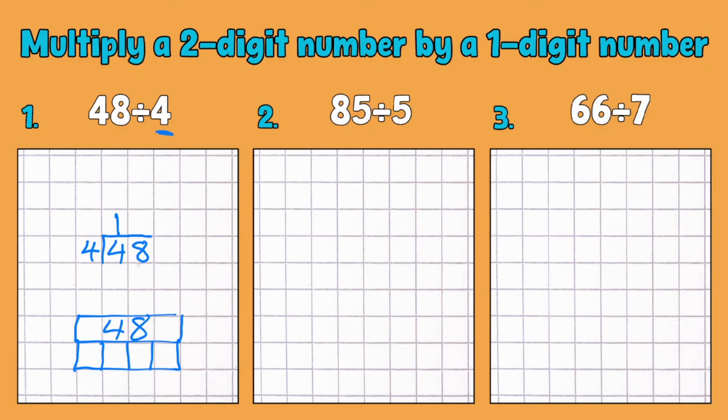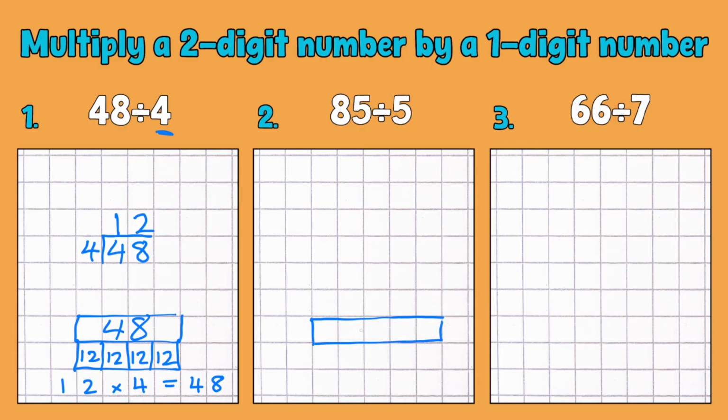So how many 4s can I fit inside an 8? Well, 4, 8, so that's 2. Right, and I've got nothing else to divide. So actually, 48 split into 4 equal pieces is 12. And that makes sense because 12 multiplied by 4 does equal 48.